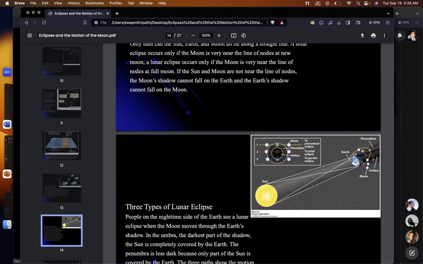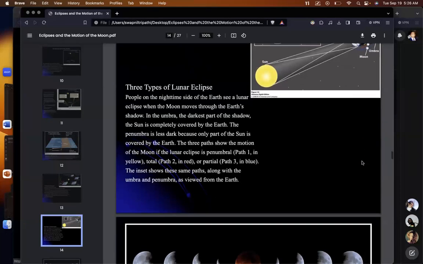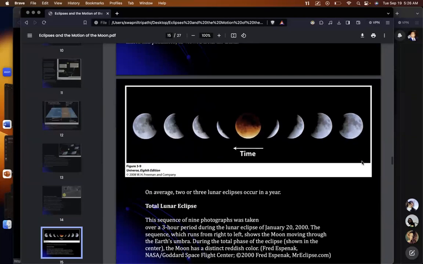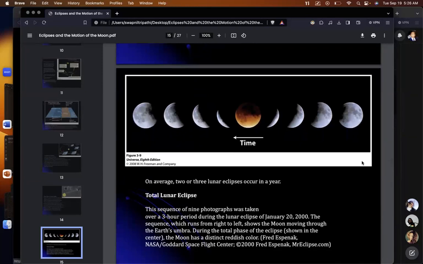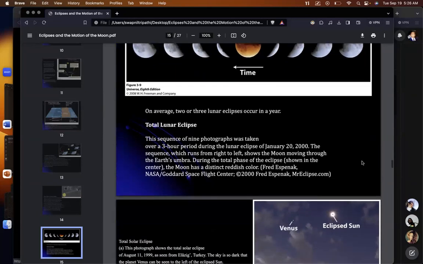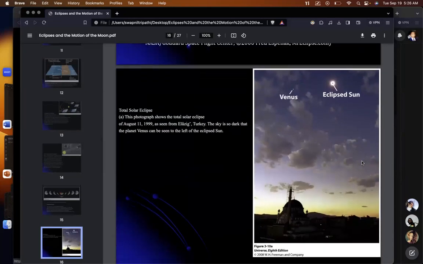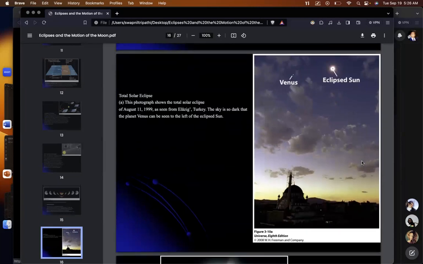You must have observed a lunar eclipse, whereas not the same with solar eclipse, as I will explain later on. Solar eclipse is more of a rare event. Here is a sequence of images as the moon passes through the Earth's shadow. Here is an image of solar eclipse.